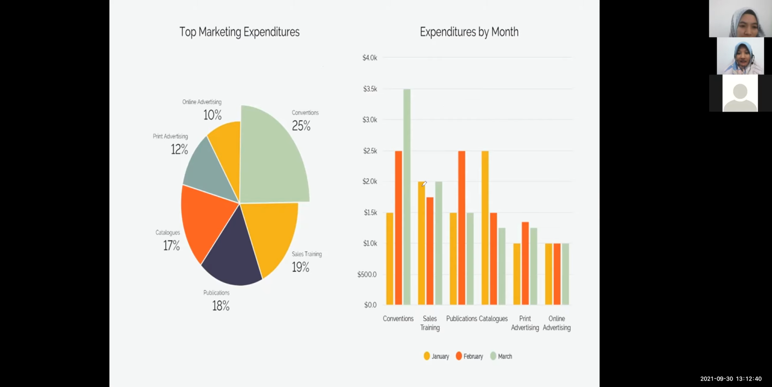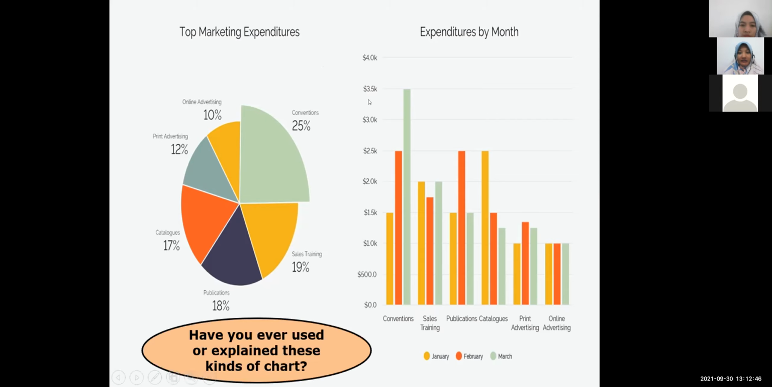So Miss Tita, Miss Ayu, Miss Odi, if you can, please turn on your video, okay? And yeah, so this is the pie chart, just like what Miss Putri said, and also this is what we call a bar graph, okay, bar graph. So Miss Putri, have you ever created or have you ever explained these kinds of charts?